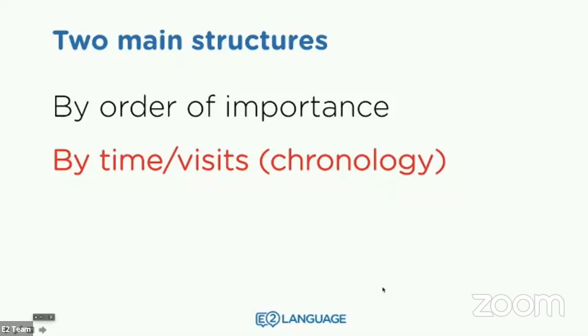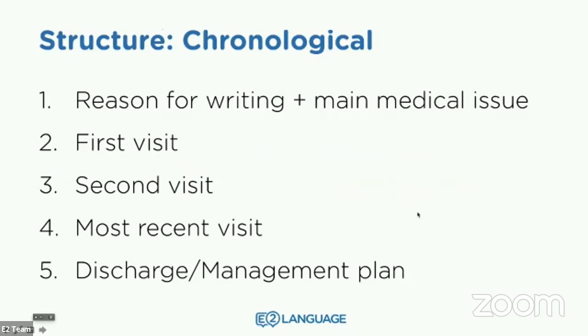All right, the second main structure is organizing your letter by time or visit or chronologically, by a chronology. So in which case the structure might look like this. You have the reason for writing, the main medical issue, what happened on the first visit, what happened on the second visit, what happened on the most recent visit, and what's the discharge management plan. Okay, so you can also structure your writing like this.